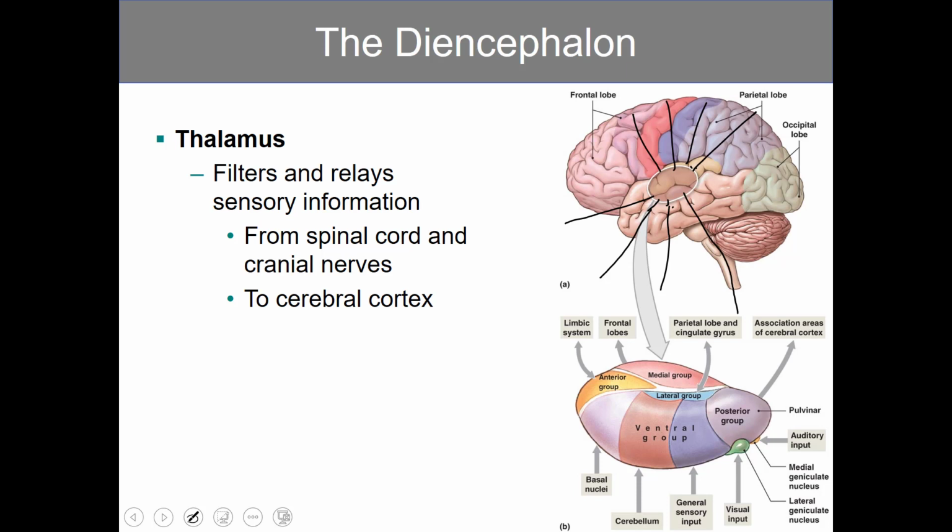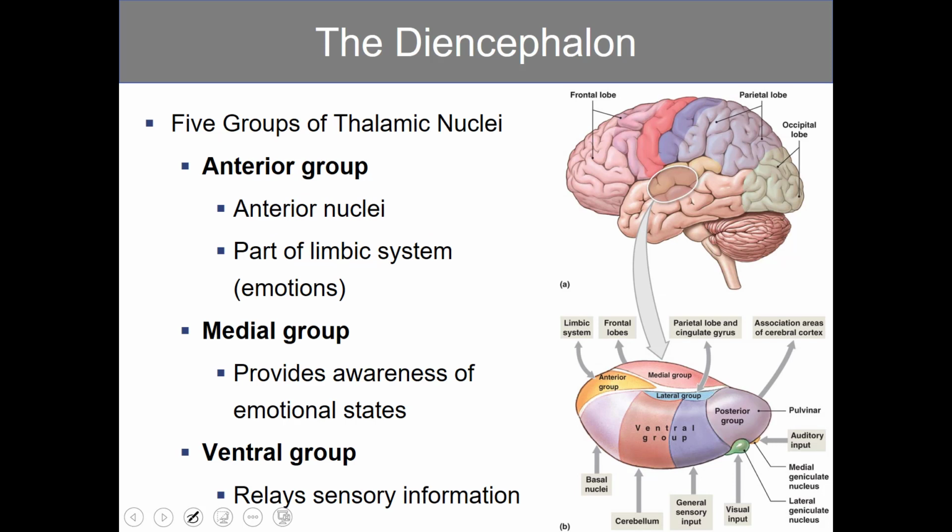You can see that it's divided into a number of groups. So we have the medial group, the anterior group, the ventral group, the lateral, and the posterior. In terms of the functions of these various groups, it gets sort of complex. So all I'm going to ask is that you know one or two bullet points in terms of the major roles of these various groups. The anterior group is part of our limbic system, and limbic is our system that handles our emotional states. So we'll just leave it at that.